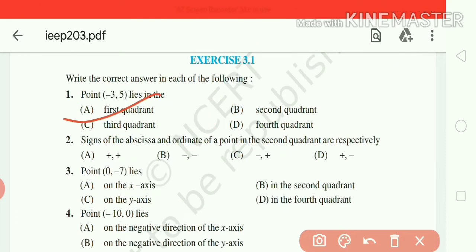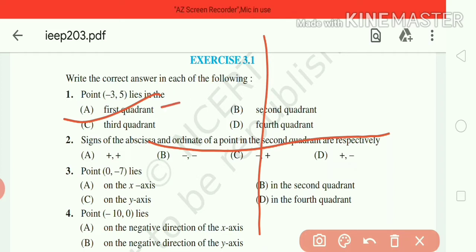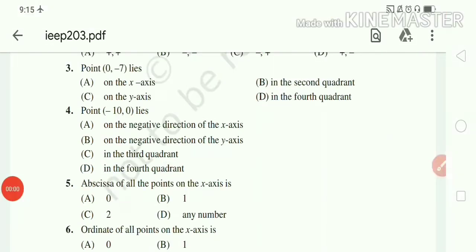So the signs of the abscissa and the ordinate of a point in the second quadrant are respectively... Abscissa is the value of x and ordinate is the value of y. In the second quadrant, the value of x is negative and the value of y is positive. So minus and plus. So this is option C, right?